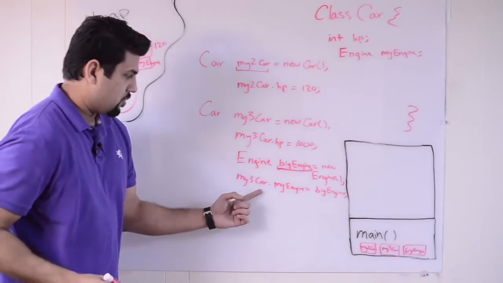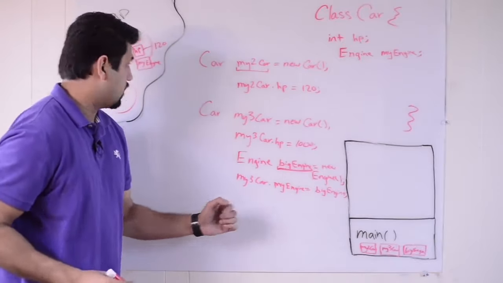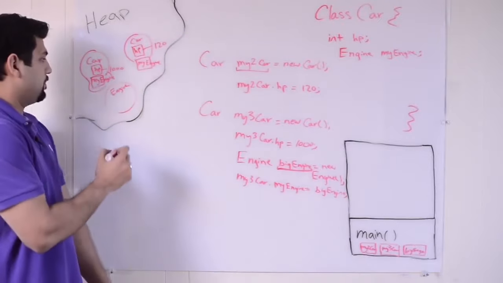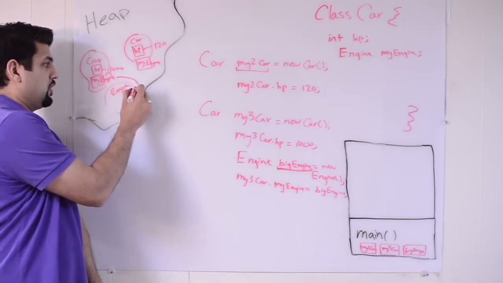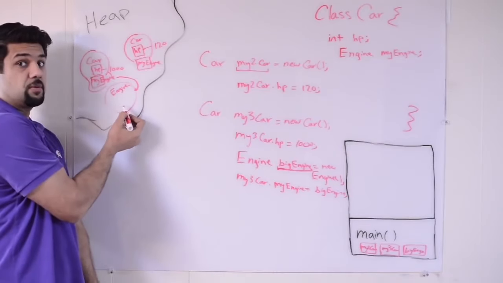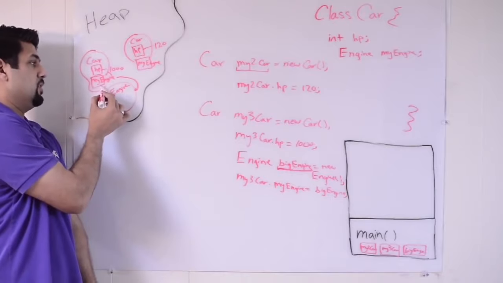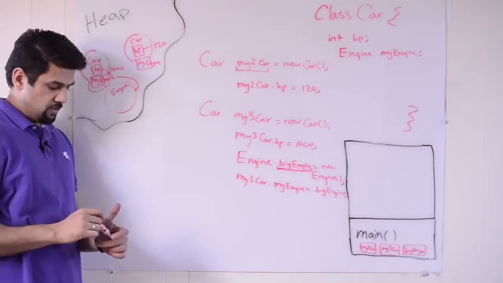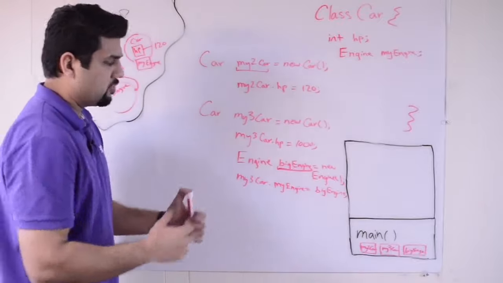Now the car that we're giving an engine to, my3car, is the guy that has 1,000 horsepower, right? It's a super fast car. So we're actually going to get this engine. The address of where this engine object belongs is going to be assigned to this car. This instance's my engine variable, all right? Sorry for the handwriting, but hopefully this makes sense.